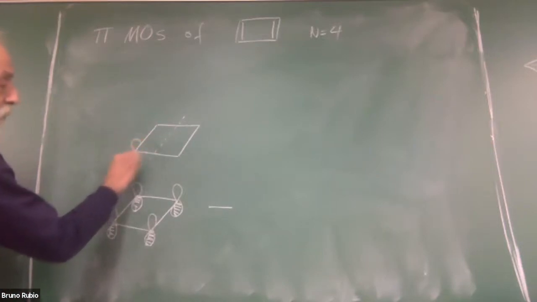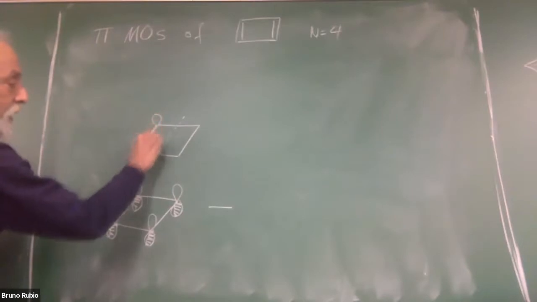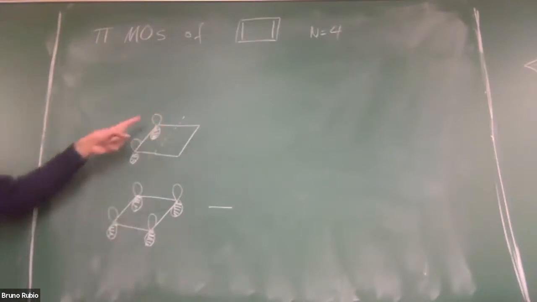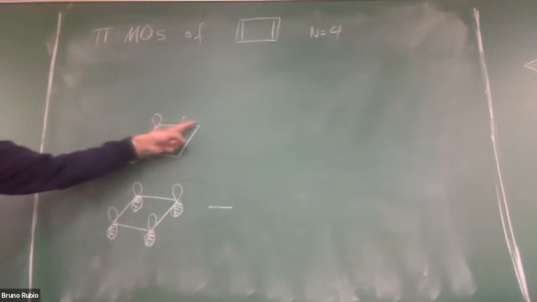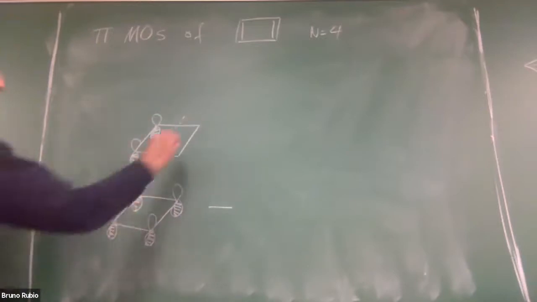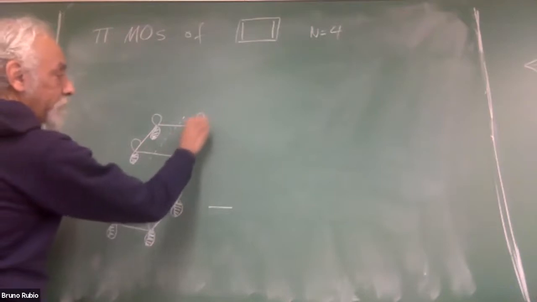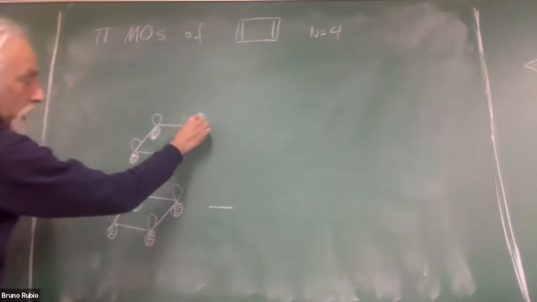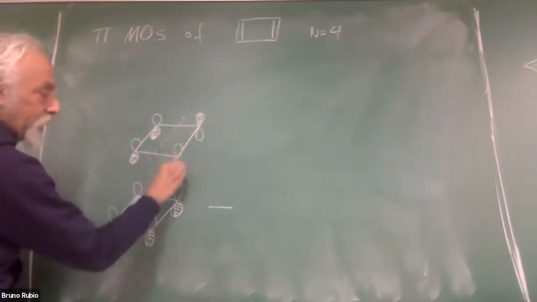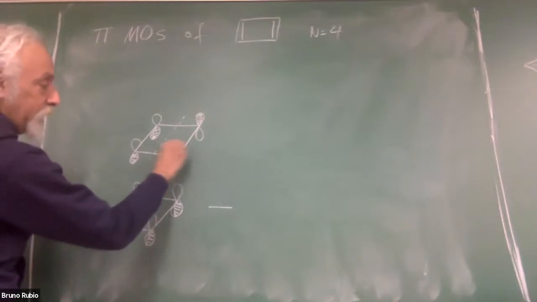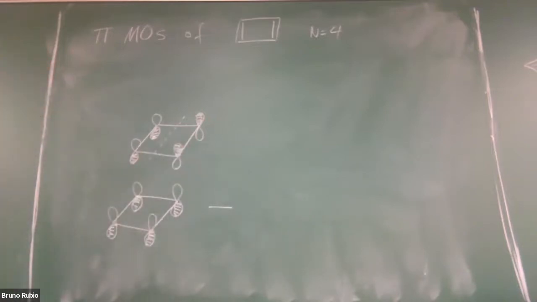This guy is positive on one end. And now when I go from here, I cross this nodal boundary. And so the phasing changes. And now when I go from here to this guy down here, the phasing doesn't change because I'm not crossing a nodal boundary. And so there's another molecular orbital of cyclobutadiene.